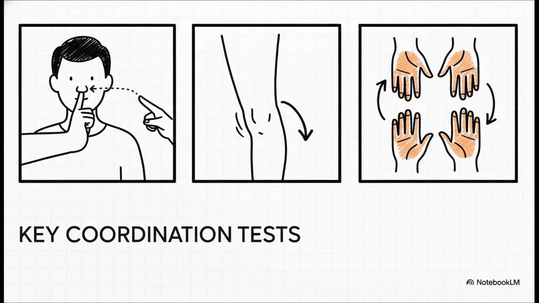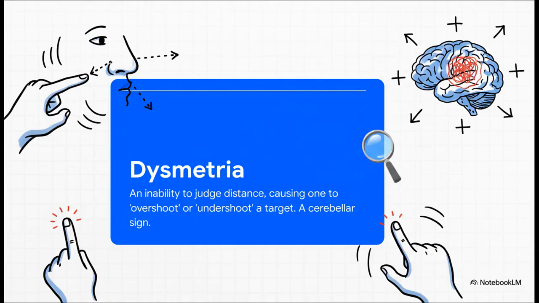For the arms, we use the finger-nose-finger test, where the patient touches their own nose, then the examiner's finger, back and forth. For the legs, there's the heel-to-shin test. We also look at rapid alternating movements, like quickly flipping your hands over and back on your lap. Now, during these tests, what we're really looking for are specific kinds of errors. One of the most important is something called dysmetria, which is basically an inability to judge distance. The patient might consistently overshoot the target, or maybe they undershoot it. Either way, it's a classic sign that the cerebellum isn't working quite right.